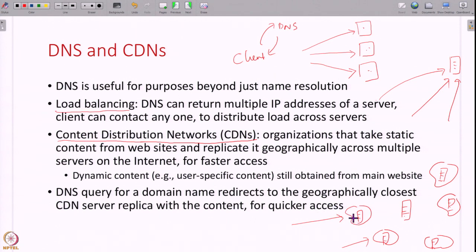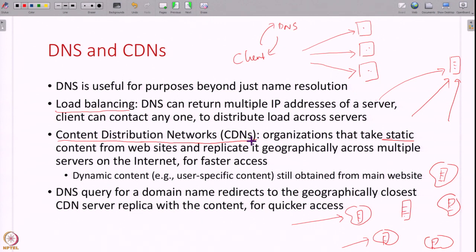content faster. Note that you can only do this for static content, that is content that does not change on a website. If you have content that is constantly changing, then of course you cannot give it to a CDN, you still have to go to the main server for that. Okay? And how do CDNs work?